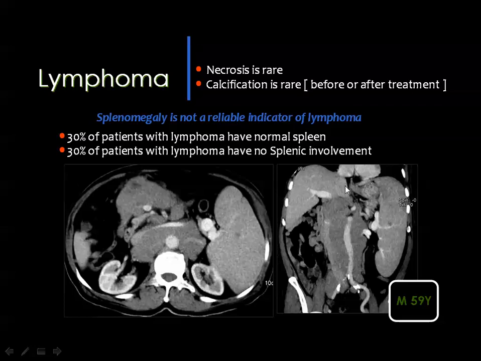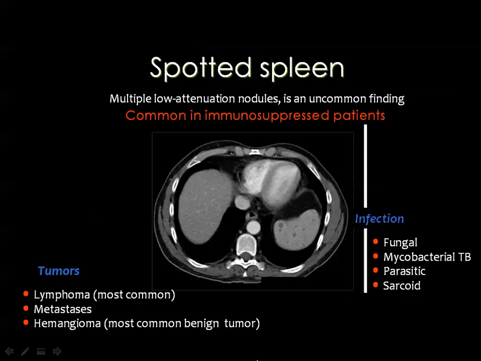Then this is a case of lymphoma. The spleen is big, but what's more important is the presence of bulky amalgamated mesenteric and retroperitoneal lymph nodes, and this appearance per se is suggestive of lymphoma, and we are not sure whether the spleen is infiltrated by lymphoma or not. Then finally we come to the issue of the spotted spleen, which means that you have a spleen with multiple small hypodense focal lesions, either cystic or solid.